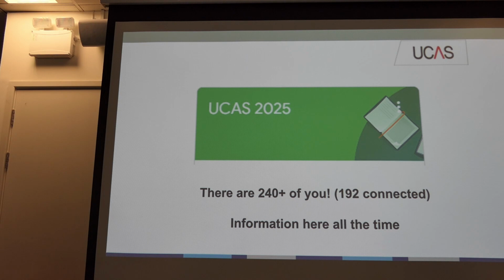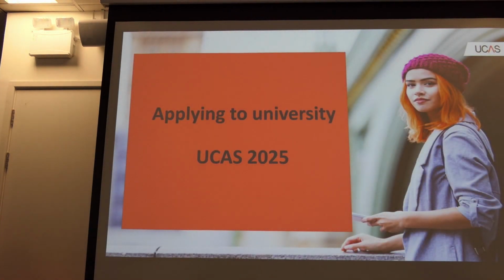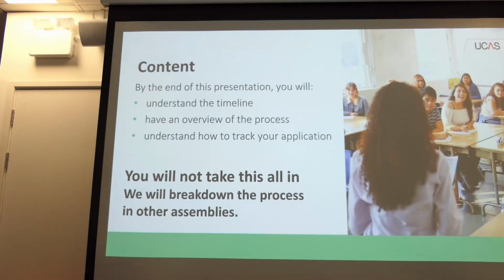Now, just to let you know, there is the UCAS 2025 Google Classroom. I've posted whole loads of information on there. There are about 240 of you, but only 192 of you have actually joined that classroom. The codes are on the screens. It would be useful for you, particularly if you want to do degree apprenticeships, that you actually join that Google Classroom. So, we're now into applying to university for UCAS 2025.